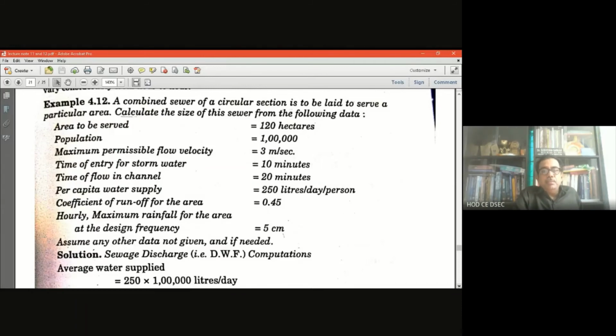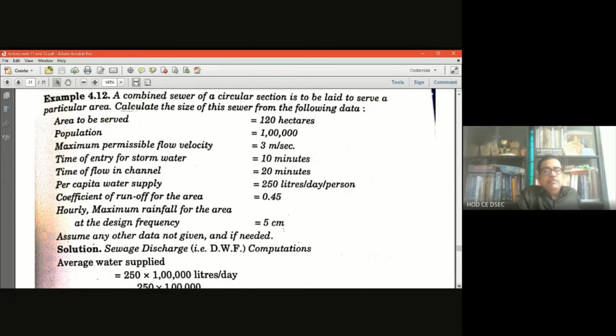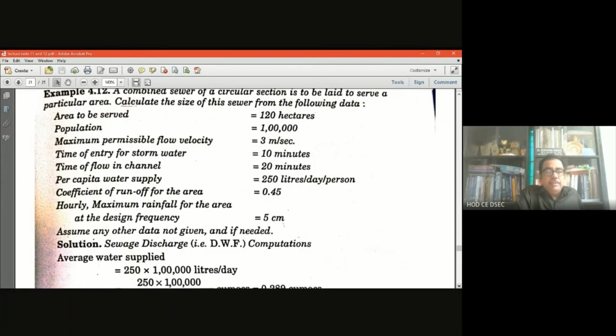So these are the data inputs given. This is my last problem in this module 3 for closing this lecture, that is the hydraulic design of the sewer. We have gone through a lot of numericals, and this is my last problem, which I want to show you for creating more clarity on both the sewage part as well as the stormwater part of the designs. Now the area is given as 120 hectares. Population is given. Permissible flow velocity, that is the maximum permissible velocity, is given. Time of entry of the stormwater is given. Time of flow is given. So that means the time of concentration is given.